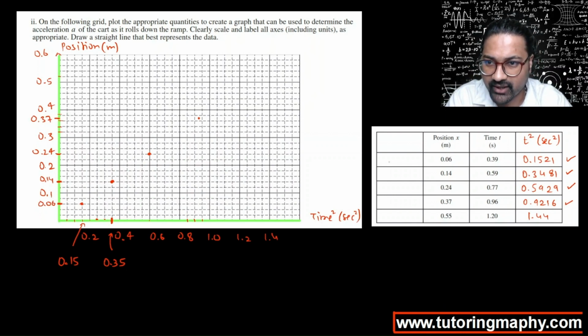And then 0.55. So 0.52, 0.54, 0.56. So 0.55 is somewhere over here. I'll just draw a line so that I keep a track of where I am. And then I have 1.44. This is 1.4, 1.45. So near to 1.45 is somewhere over here at this point. So I'll just do away with the dotted line over here.